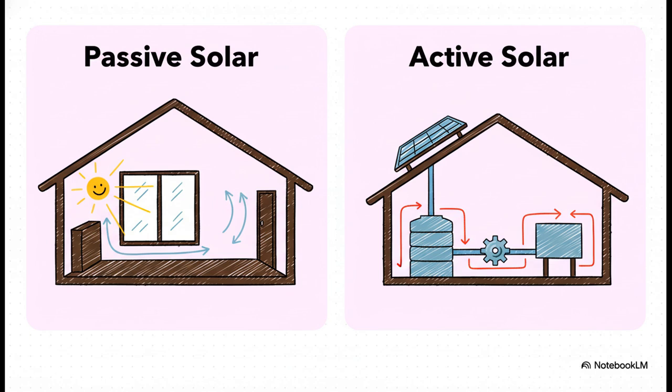On one hand, you've got passive solar. This is all about smart design, right? Like using a big sunny window to heat up a room without any moving parts. And on the other hand, you've got active solar, which uses things like pumps and controllers to physically move the sun's heat around. Check this out.